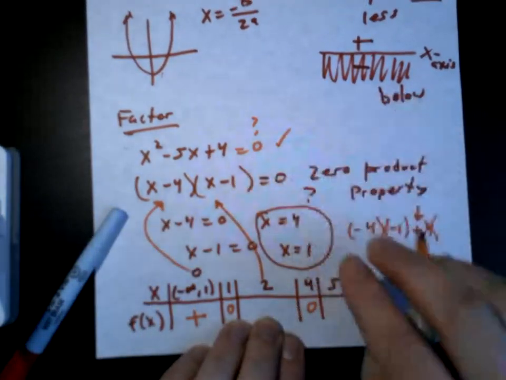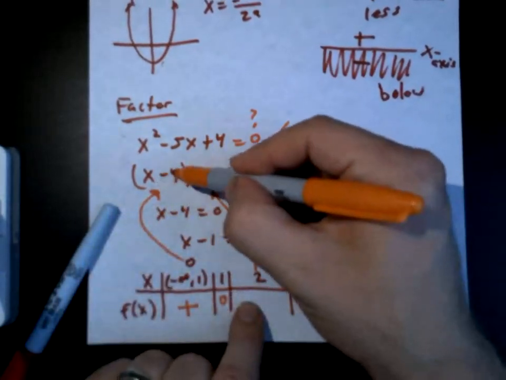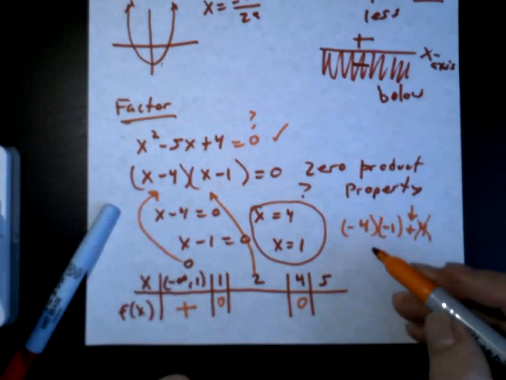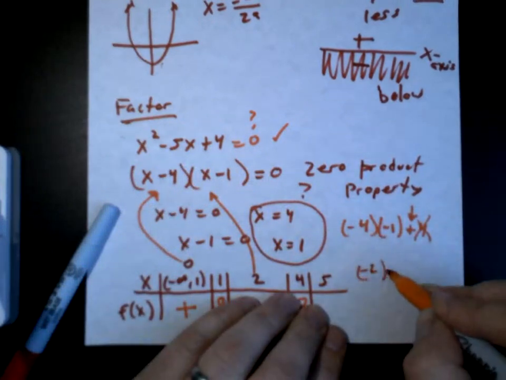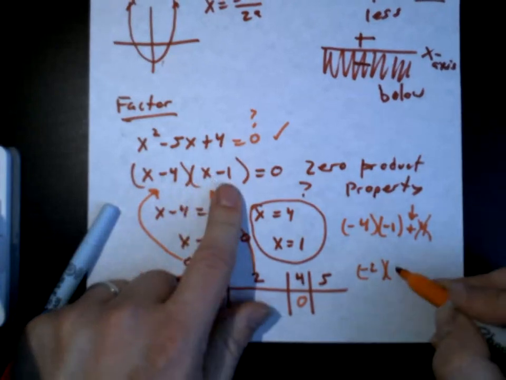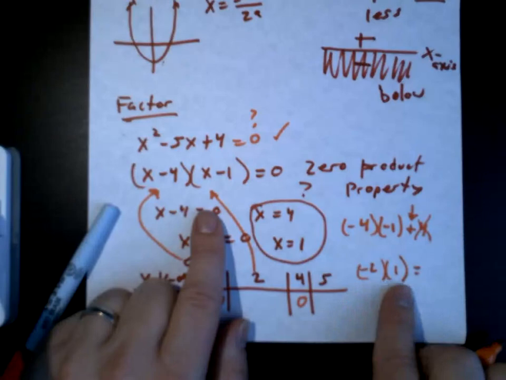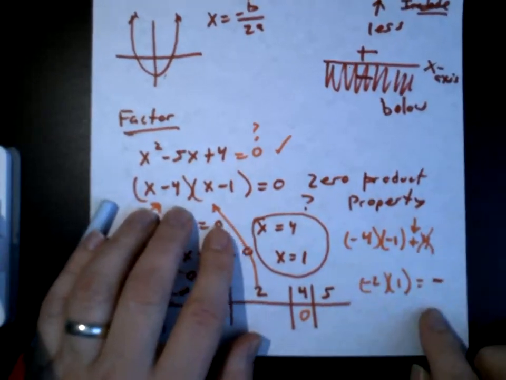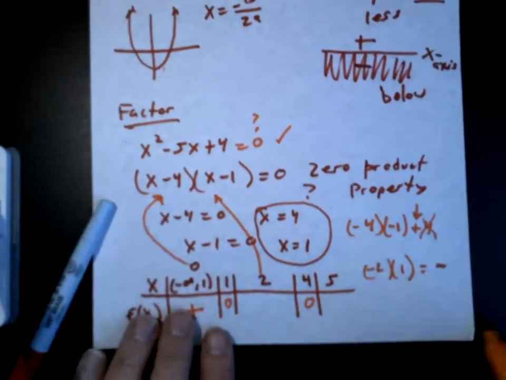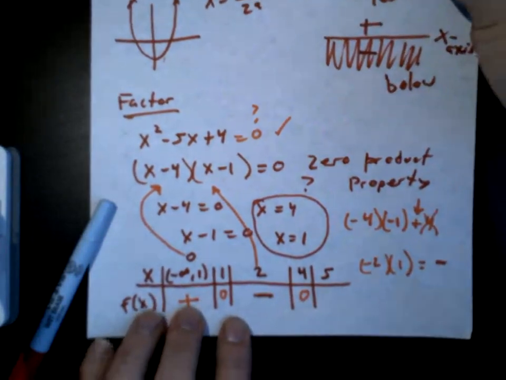So I'm going to go back up to here, and I'm going to put it in for these two numbers. So let's see. 2 minus 4 is negative 2 times, if I put 2 in there, that's 2 minus 1. That's 1. And what? Oh, that is negative. I don't care what the number is. I know it's negative. So that is negative in between there.